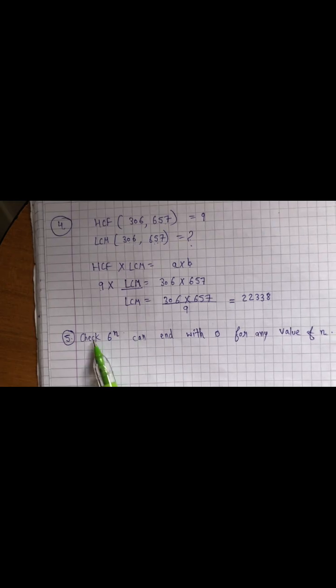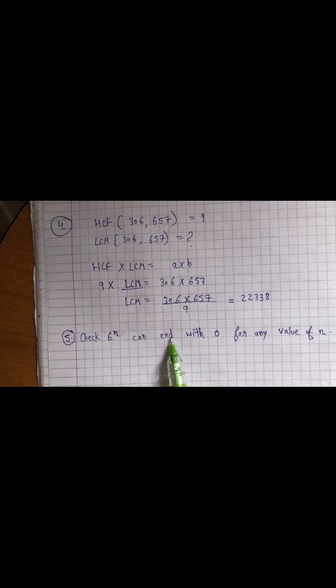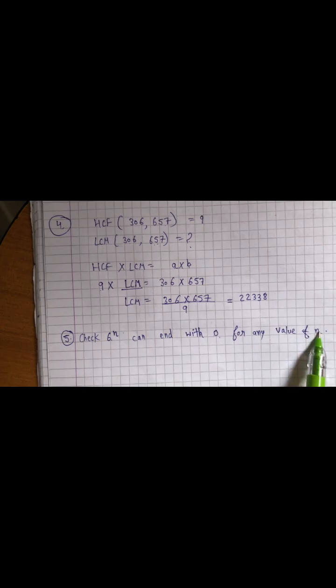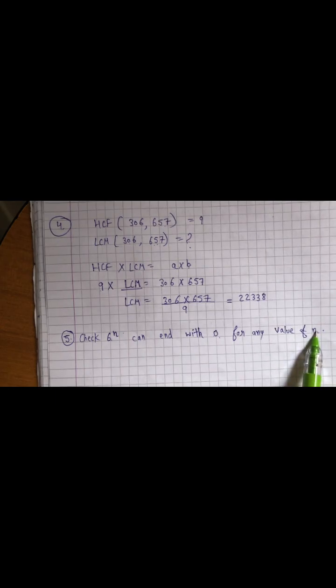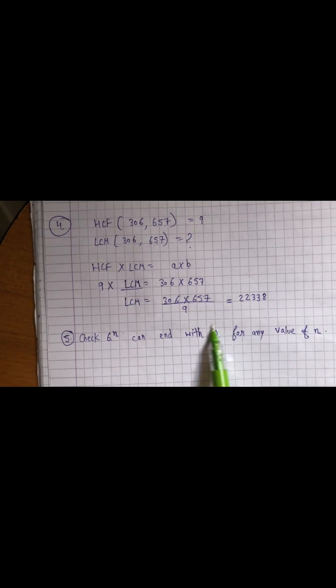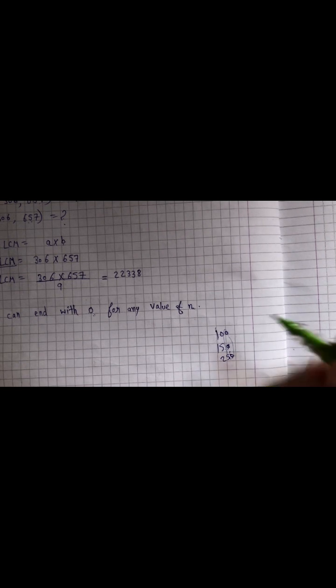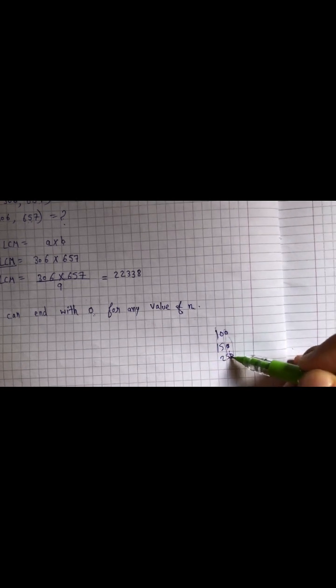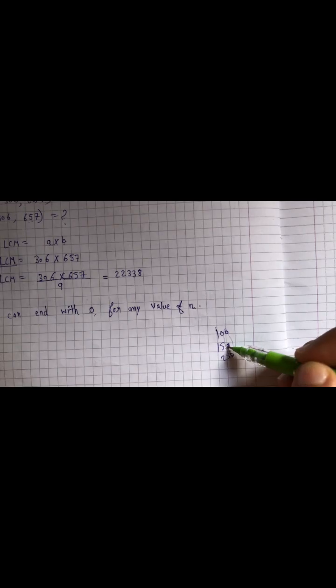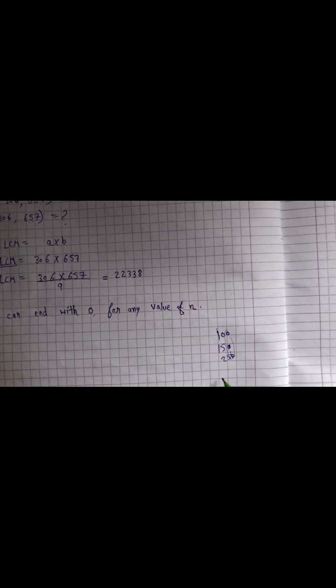Question number 5. Check whether 6 power n can end with 0 for any natural number n. For any number to end with 0, it should be divisible by 10. For example, 100, 150, 250. All these numbers end with 0 and they are all divisible by 10. So the numbers that end with 0 are divisible by 2 and 5. That is, they have factors 2 and 5 in them.